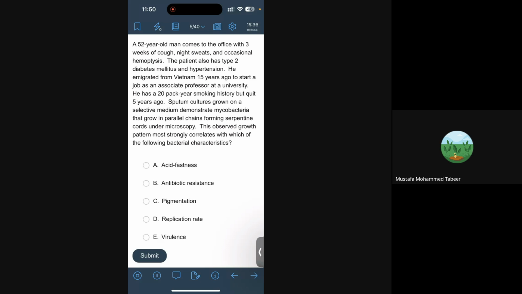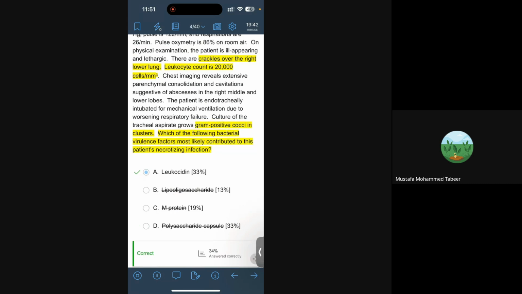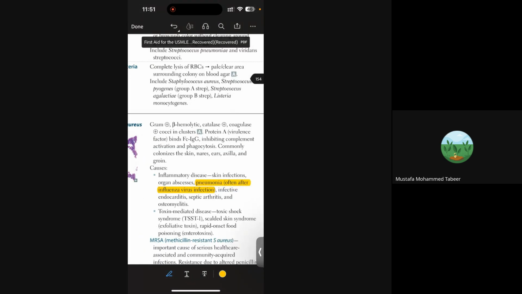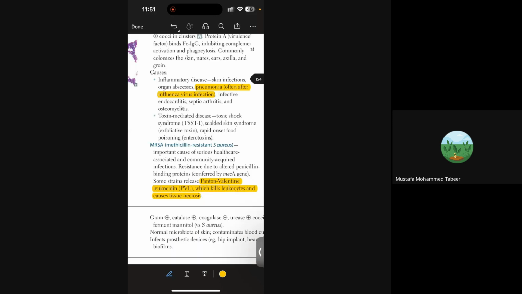Polysaccharide capsule is also a virulence factor of Staph aureus. That does not mean that option D is not a virulence factor of Staph aureus. In the question, he is asking specifically which virulence factor is causing the necrotizing infection here. Staph aureus also has a capsule, but that capsule is not the main cause of the necrosis here. The main virulence factor causing the necrosis here is the Panton-Valentine leukocidin.